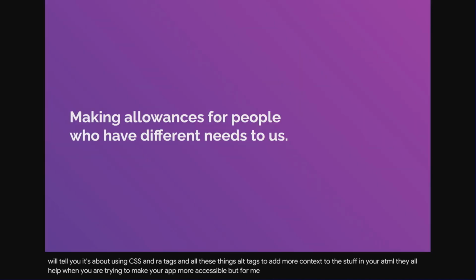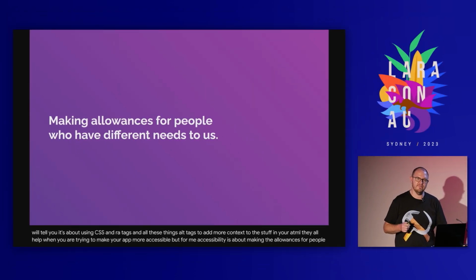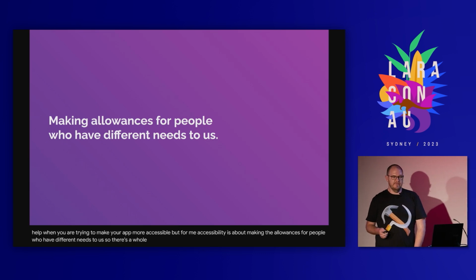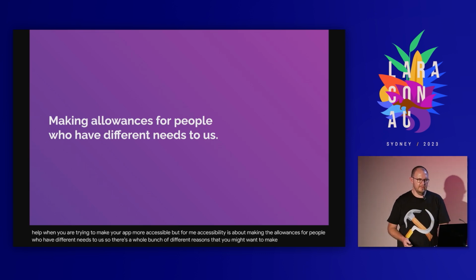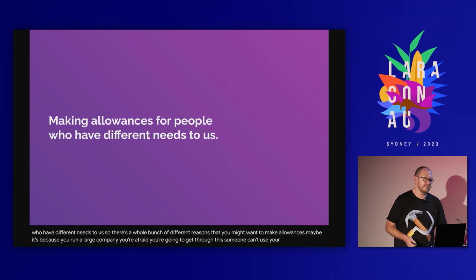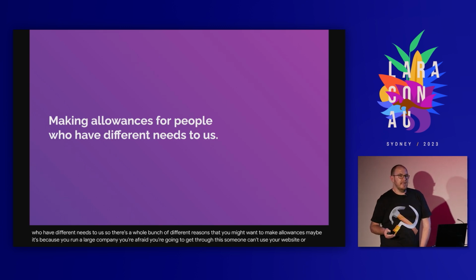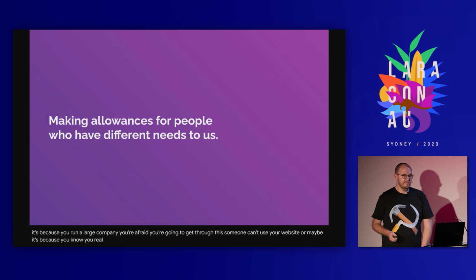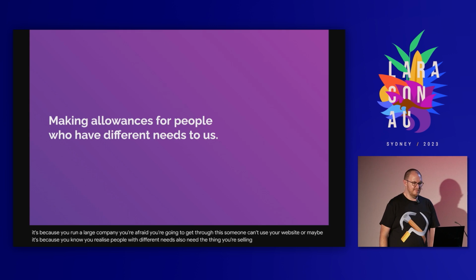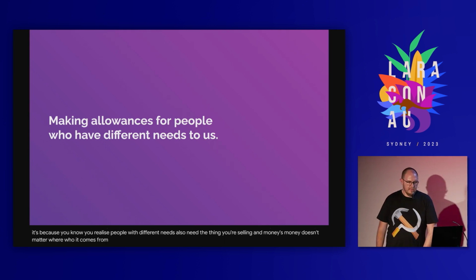But for me, accessibility is about making allowances for people who have different needs to us. There's a whole bunch of different reasons that you might want to make allowances. Maybe it's because you run a large company and you're afraid you're going to get sued if someone can't use your website. Or maybe it's because you realize people with different needs also need the thing you're selling. And money's money, it doesn't matter who it comes from.